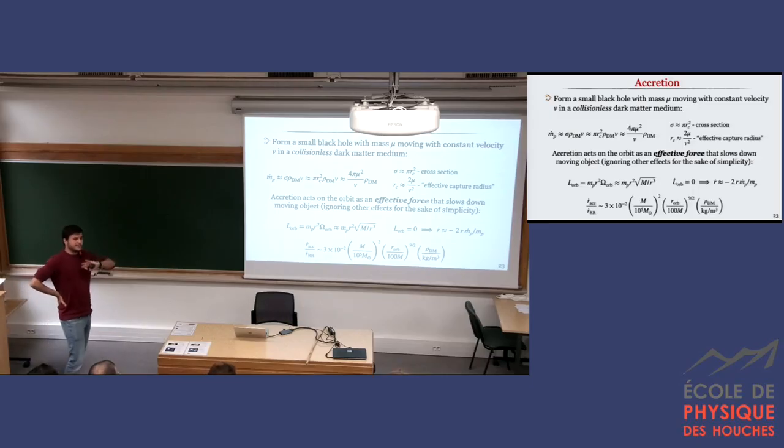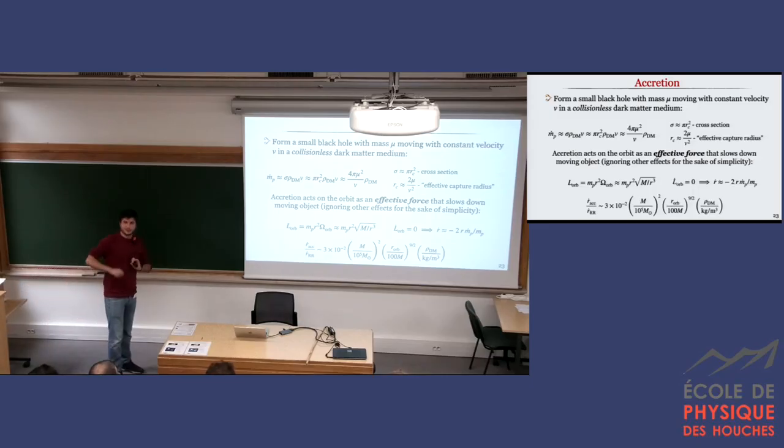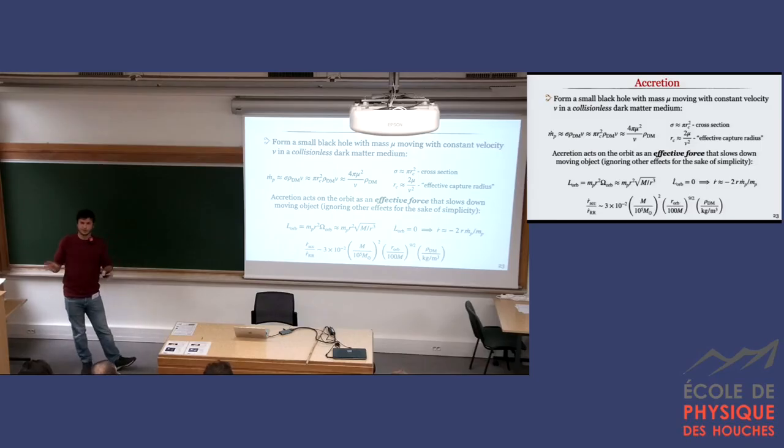Another effect, although this effect is subdominant to dynamical friction in general, is really the most important effect of all. But there are also other effects that you might need to include if you want to be accurate, and one of them is just accretion. If you have your body, in this case your black hole, moving inside a medium, of course this black hole will accrete matter as it moves, and it will change its mass, right?